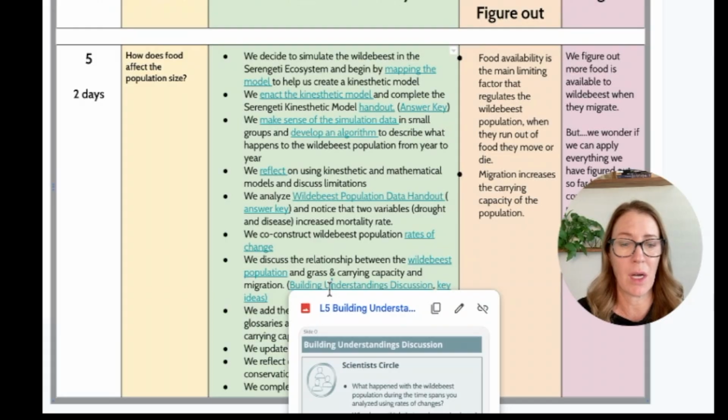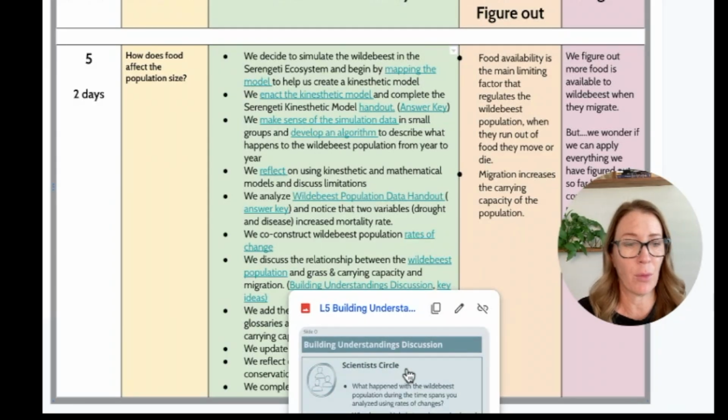There's also some key questions that'll be in a slide to support you. What happened with the wildebeest population during the time span you analyze using the rates of change? So you're going to use what's in the handout and take it to the discussion.